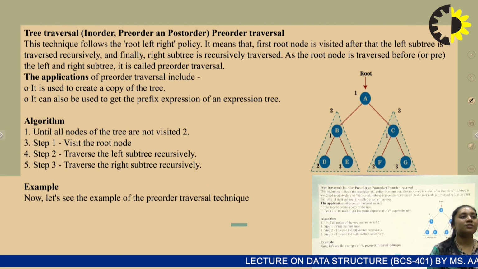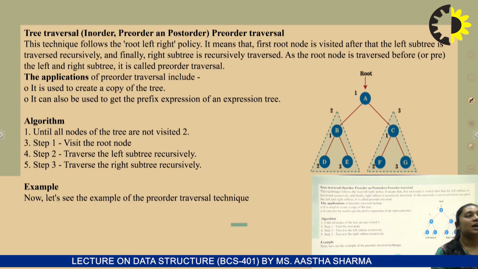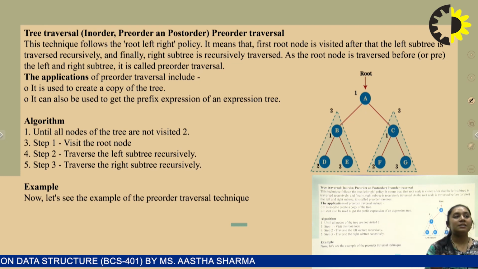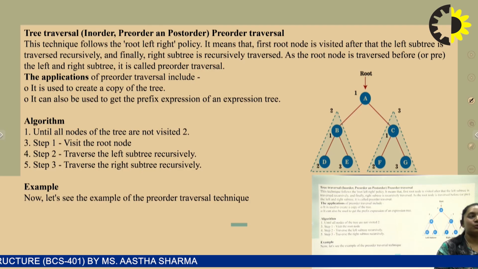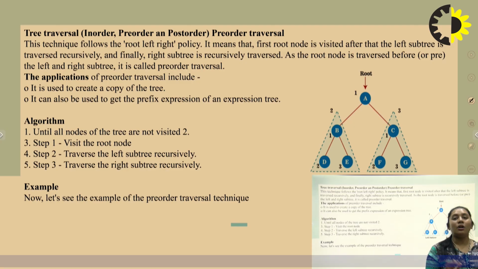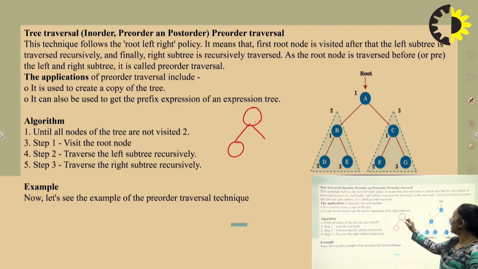Next, we have the tree traversal algorithms. They are among the most important algorithms, both for university exams and for the AKTU exams. Tree traversal follows three algorithms: in-order, pre-order and post-order. If we talk about pre-order traversal, you need to traverse all the elements present in the tree-like structure. Pre-order follows the policy of root, left and right. Suppose you have a tree-like structure like this.